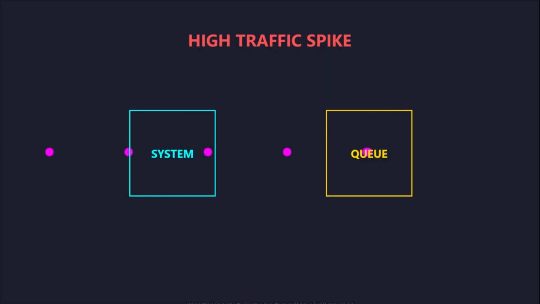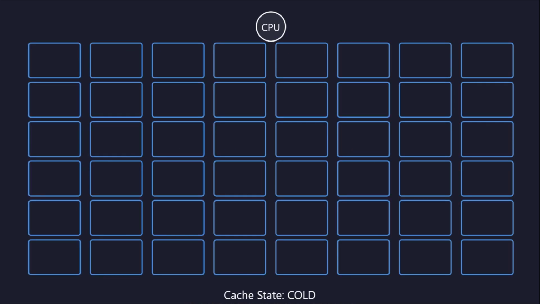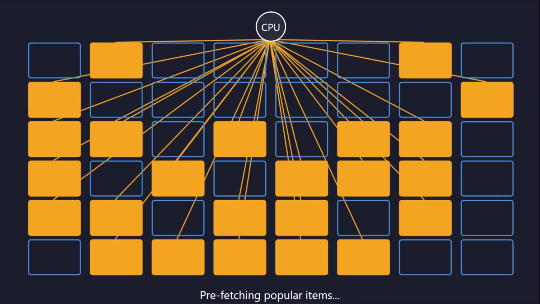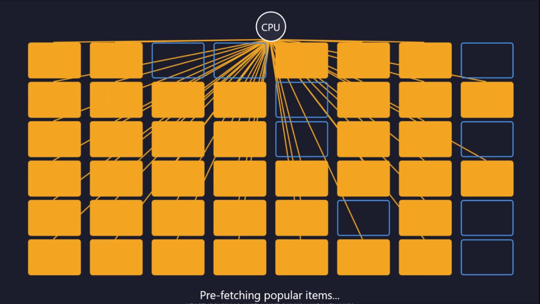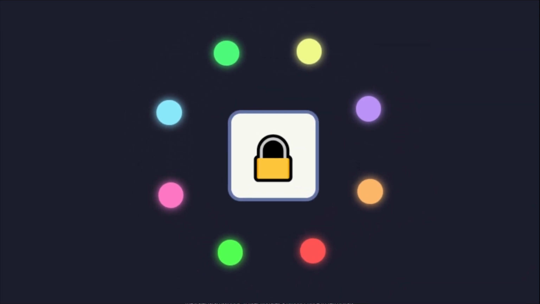During high traffic spikes, defer intensive invalidation tasks. Queue them up and process them when the system reaches a quiescent state. This prioritizes immediate availability over perfect consistency during peak stress. After a massive invalidation, the cache is cold. Proactively warm the cache by prefetching the most popular items. This prevents the initial wave of users from experiencing slow, uncached response times.